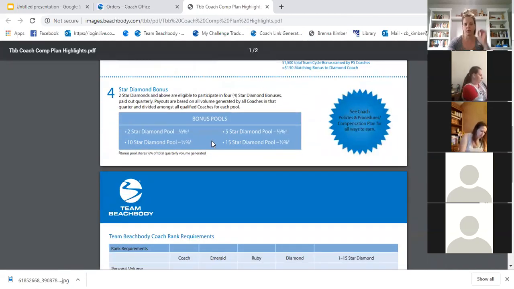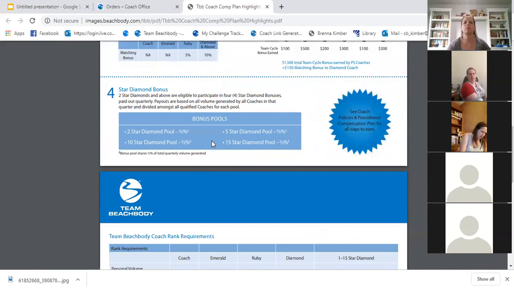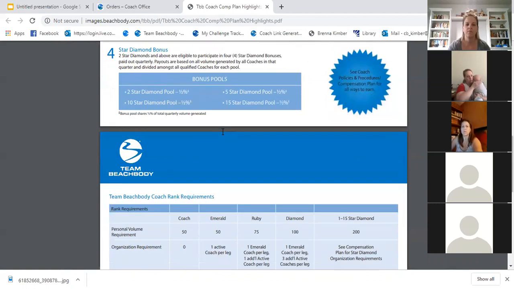This is the Star Diamond bonus pool. You have to be at least a 2-star Diamond active paid to start getting these bonuses, but these bonuses are ridiculous. The 10-star Diamond bonus, I think, is $20,000, and that's quarterly. And if you get the 10-star Diamond, then you also get the 5-star and the 2-star. So it's a buttload of money that they get when the bonuses come around. That's why I'm shooting for 2-star. That's my next rank, and then I would be able to get that bonus, which would be awesome.